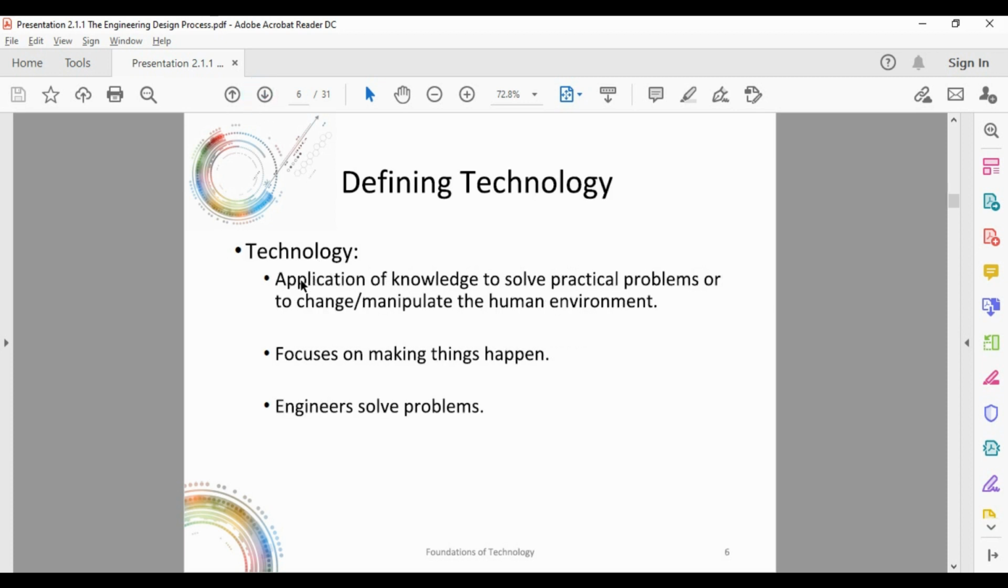And technology is the application of that knowledge. You use the science to gain the knowledge, and the technology takes that knowledge and does something with it, like solve practical problems or change and manipulate the human environment. The focus, instead of just answering questions, is to make things happen. And sometimes the technology is used to make the science happen, so it comes back on itself. And it is the engineers that solve these problems to use in the real world.